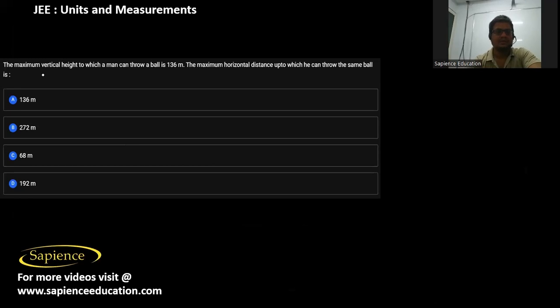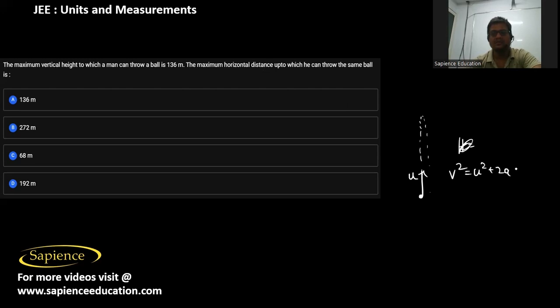Here it is told the maximum vertical height to which a man can throw a ball is 136 meter. The maximum horizontal distance up to which he can throw the same ball is? Maximum vertical height: so he can throw with a velocity u. So it means it will reach some maximum height.